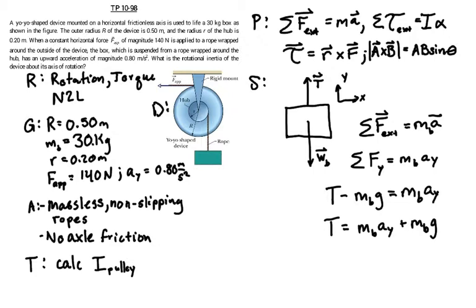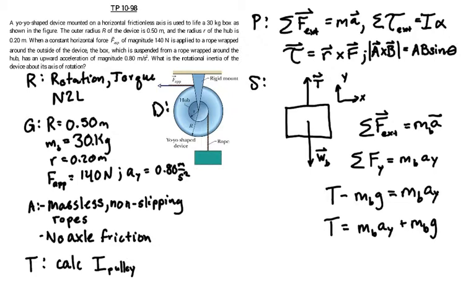Now in the y direction we have tension, which is pointing in the positive direction, and we have the weight force of our block pointing in the negative y direction. So we have negative mass of the block times the acceleration due to gravity. That's all equal to the mass of our block times its acceleration.